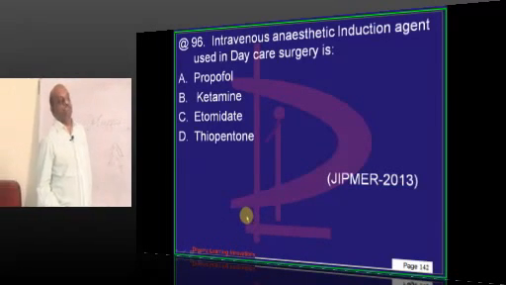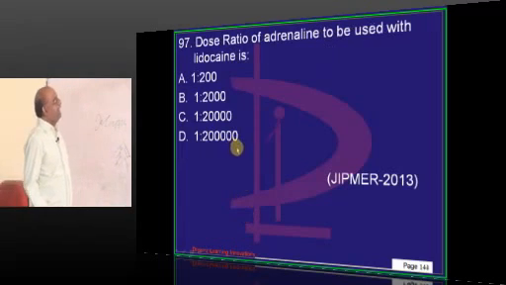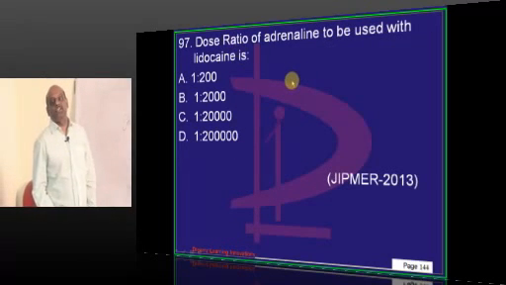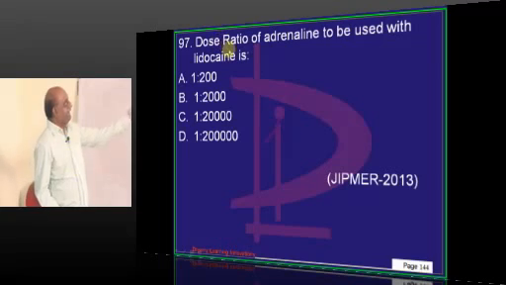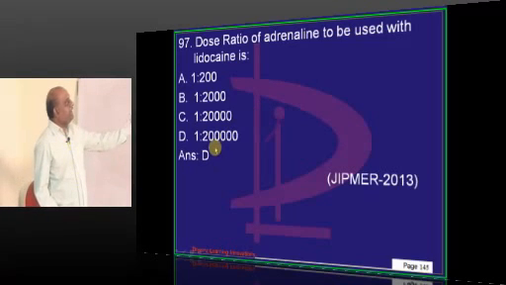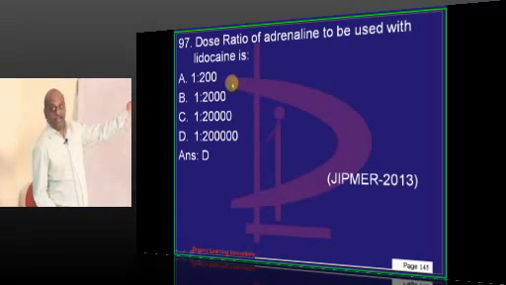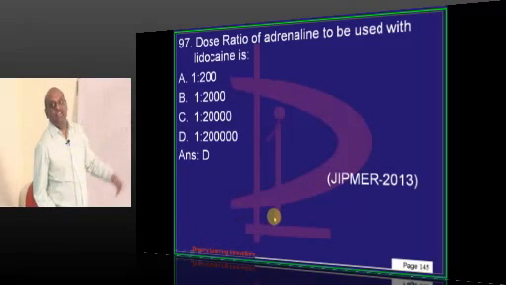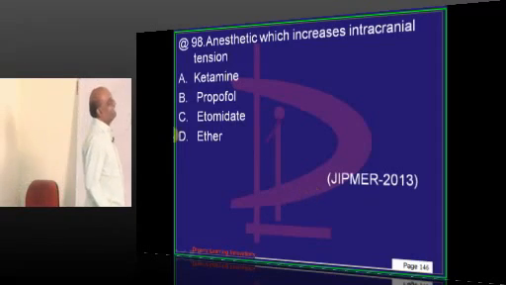Daycare surgery, propofol, cheapest question. Then, this is the most unwanted question: dose ratio of adrenaline to lidocaine. Right? So 1:2 lakh or 20,000, 2,000, 200, your rank is visible. Which one do you want to choose? If you choose 1:200, your rank will become 1:2 lakh. So the correct answer is 1:2 lakh.